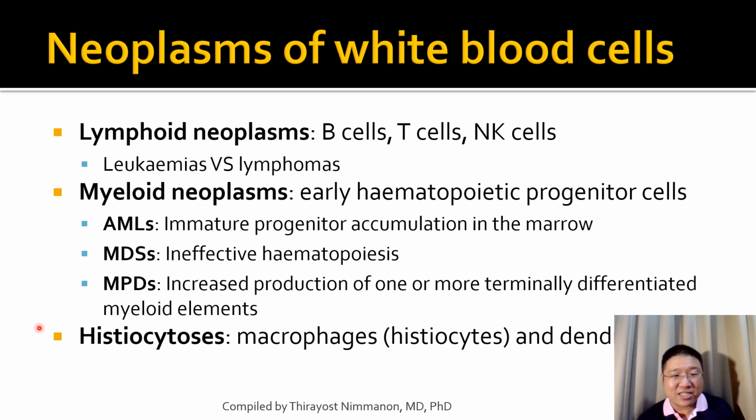And the last group of white blood cell neoplasms is histiocytosis, or proliferation of macrophages or histiocytes or dendritic cells. Histiocytoses are quite rare, so I don't want to focus too much. Just know the general concept about it.